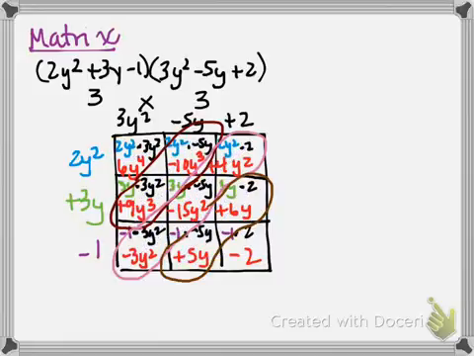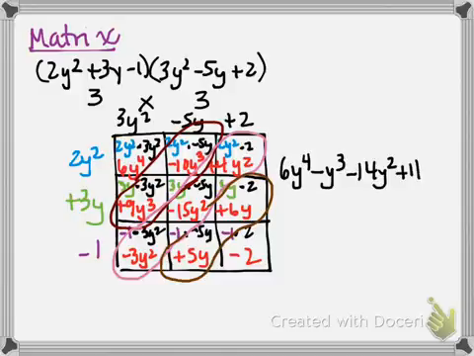Okay. So we start with the 6y to the fourth. And then we've got negative 10y cubed and 9y cubed, so we've got negative y cubed. We've got 4y squared and negative 15, so that's negative 11y squared. And then negative 3y squared for a total of negative 14y squared. And then 6y and 5y is 11y. And then we have minus 2.